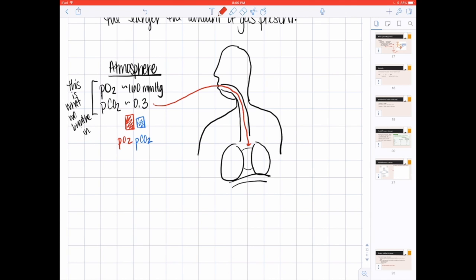Now, in turn, what are we breathing out? We're breathing out CO2, right? Mostly. We're also breathing out some oxygen. But CO2 is what we think of when we think of breathing out. So the partial pressure of what we are breathing out, we're actually going to have a PO2 of around 120. This is surprisingly high, right? And then we're going to have a partial pressure of CO2 of about 27. This is what we breathe out.